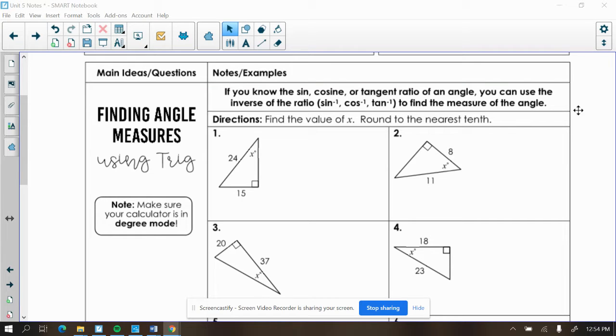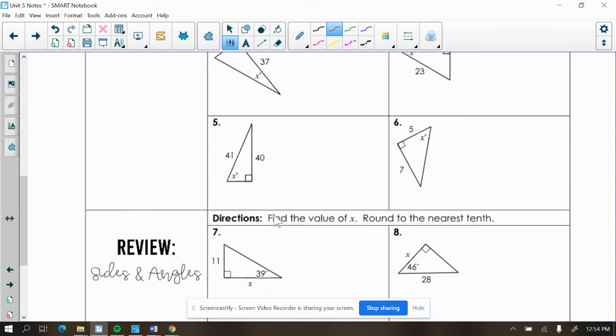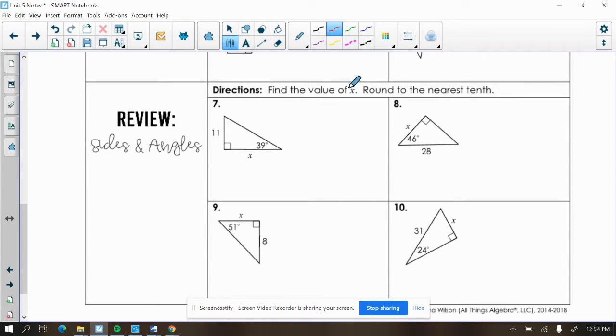So today should be a pretty quick video. I do want to review what we did in the first video as well. In the other video, we were finding missing side lengths. To review that, finding the value of x, we're given our angle measure and two sides of the triangle. For this one, we were given the opposite and the adjacent side.